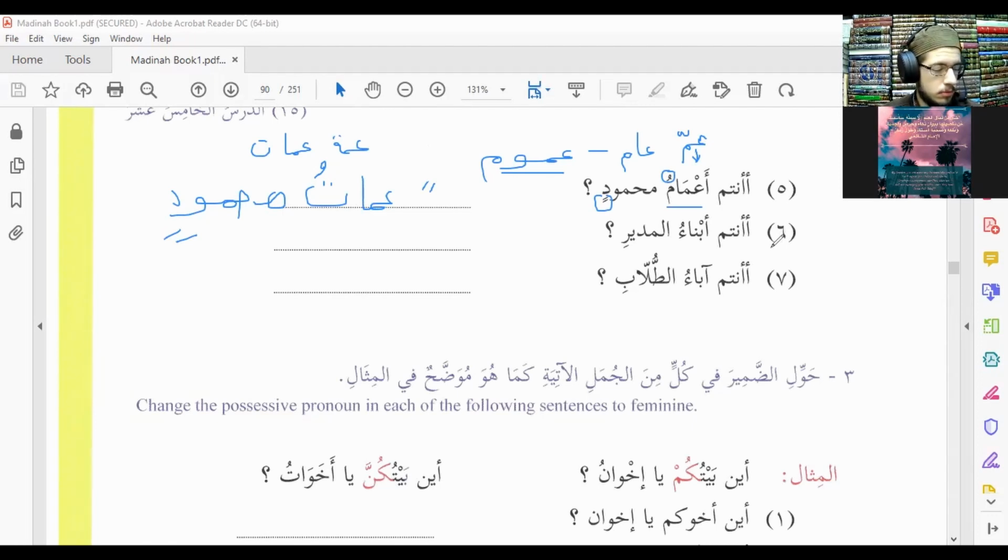Banat. أأنتم بنات المدير؟ Very good. أأنتم الآباء is father, right? Yes. أمهات الطلاب. Fantastic. Exactly. So 2 things being changed there. The subject pronoun antum to antunna, and the ism from abna'u and aba'u to banatu and ummahatu.